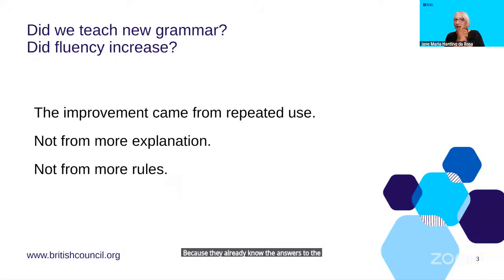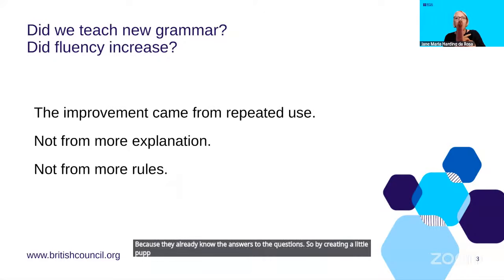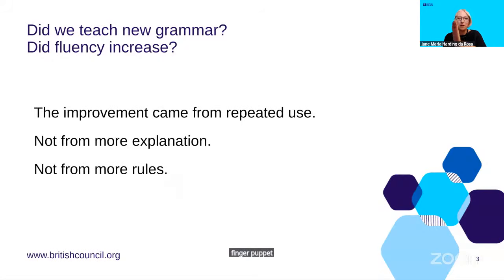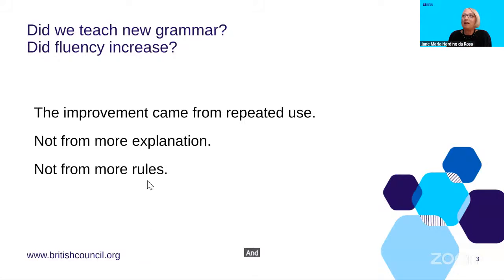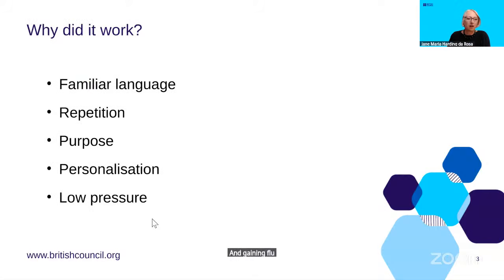So by creating a little puppet, a finger puppet, or what I call a finger bob, you're creating a new character. They're using the language they already know and gaining fluency. So that's why it works.